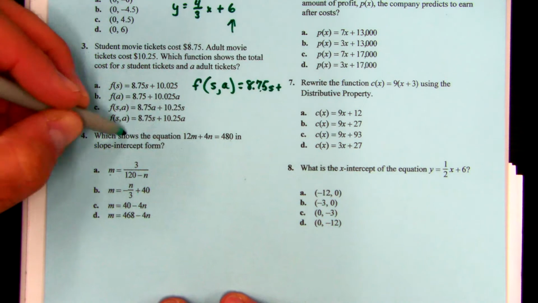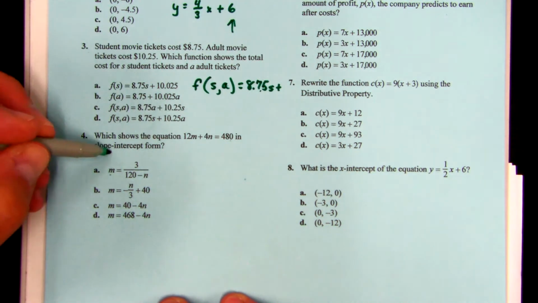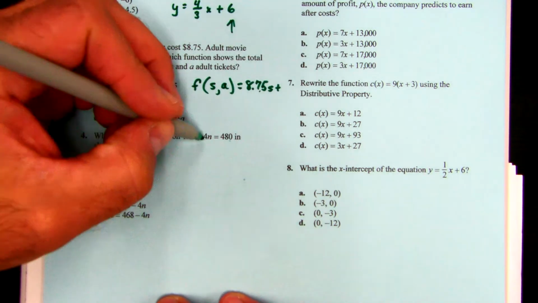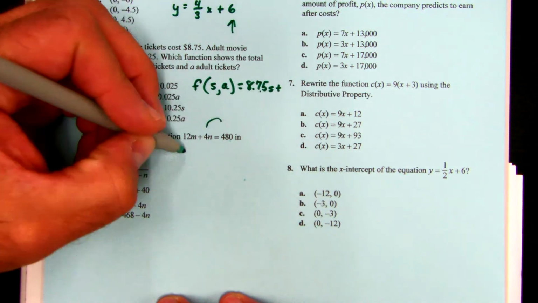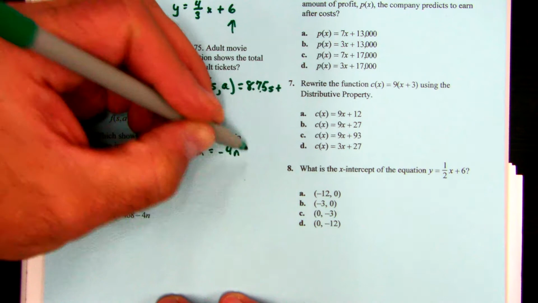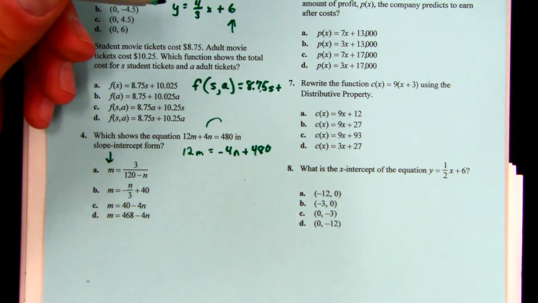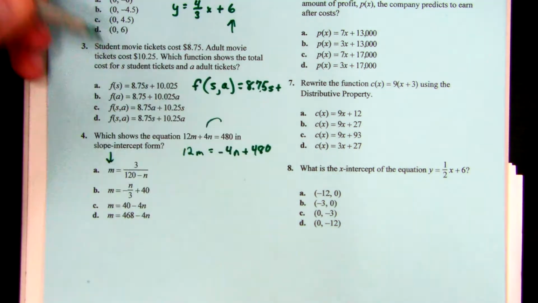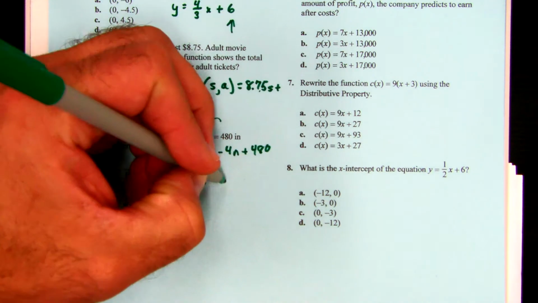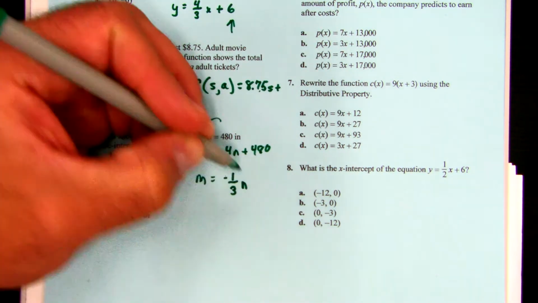Show which shows the equation in slope-intercept form. And hopefully you see they want you to get what letter by itself? It would be M. So now I'm going to move the N. So it would be 12M equals negative 4N plus 480. Okay. And then I would divide this entire problem by what? Correct? 12. And I get M equals negative 1/3 N plus 40.